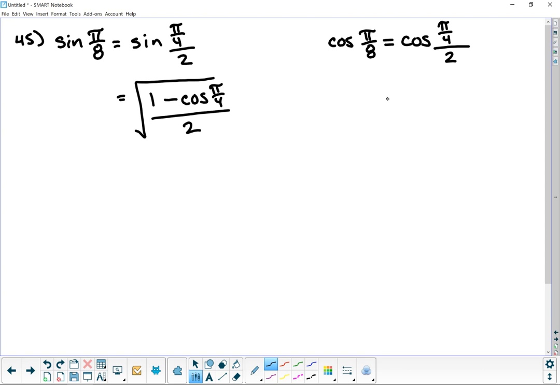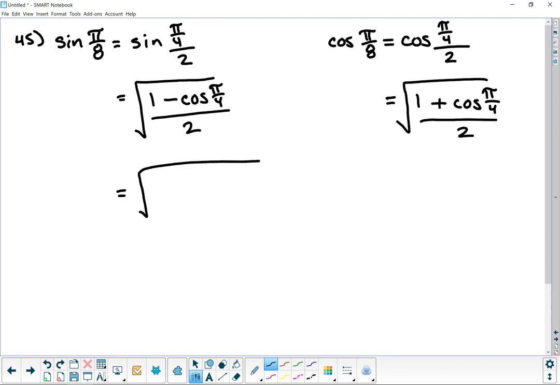And you can do both of these in parallel, in tandem, because the cosine is exactly the same. It's just plus instead of a minus. Heck, I'll do both of them at once. All right. Now you just got to figure out what cosine of pi over 4 is. So go look at your unit circle, cosine of pi over 4. Give you a couple seconds.